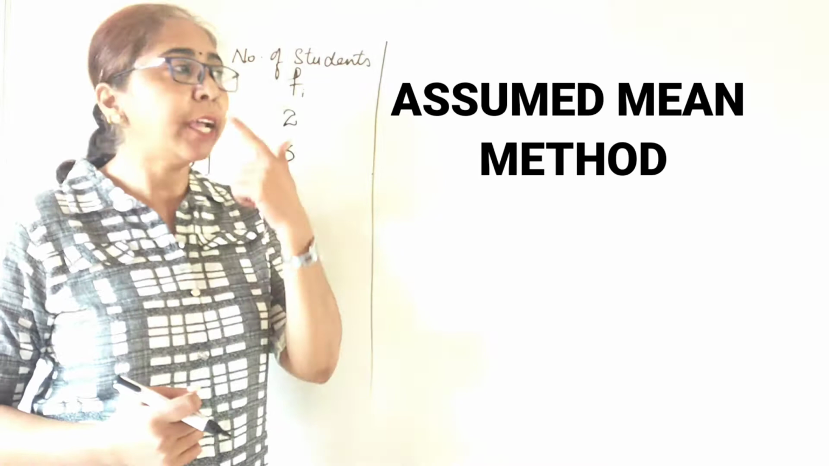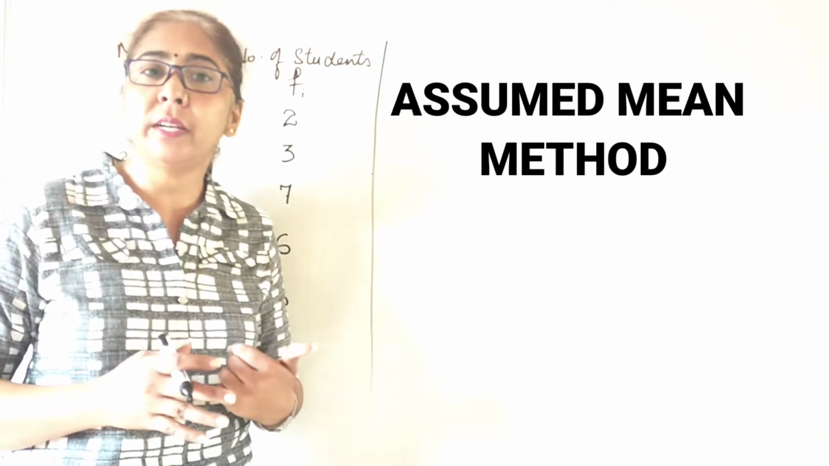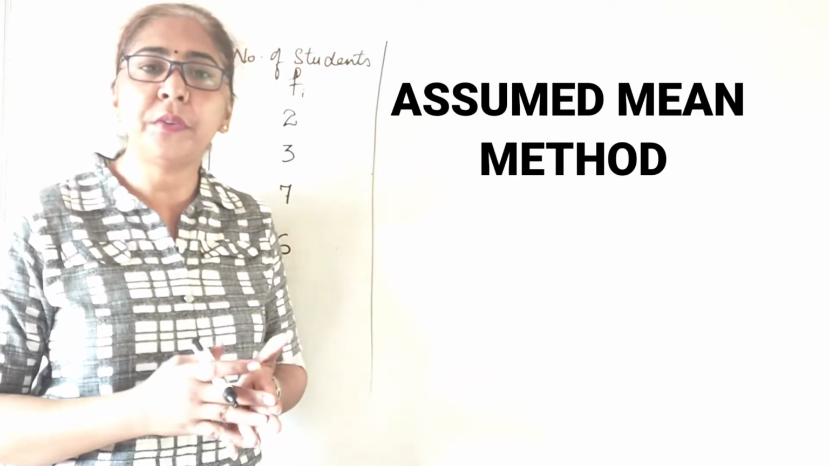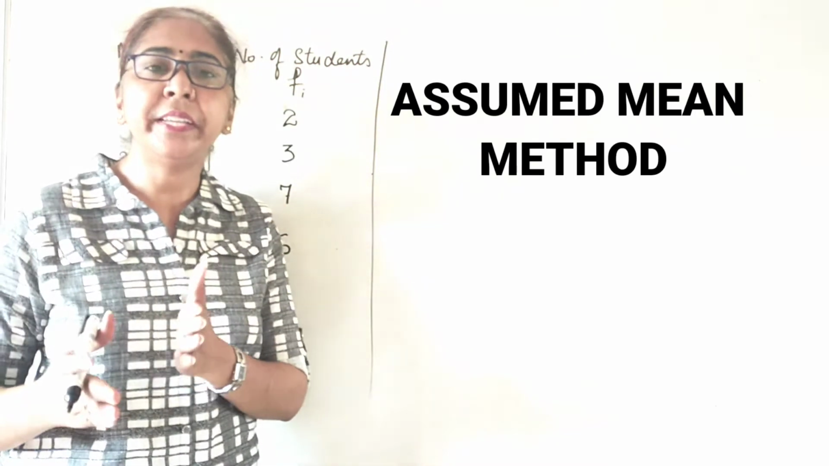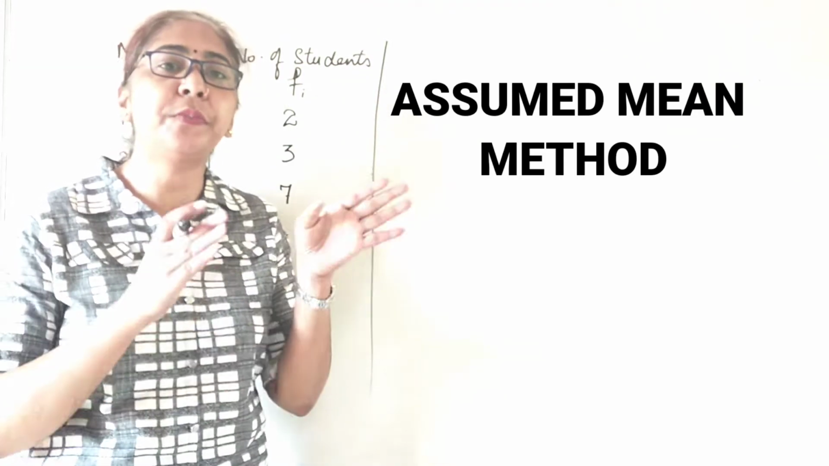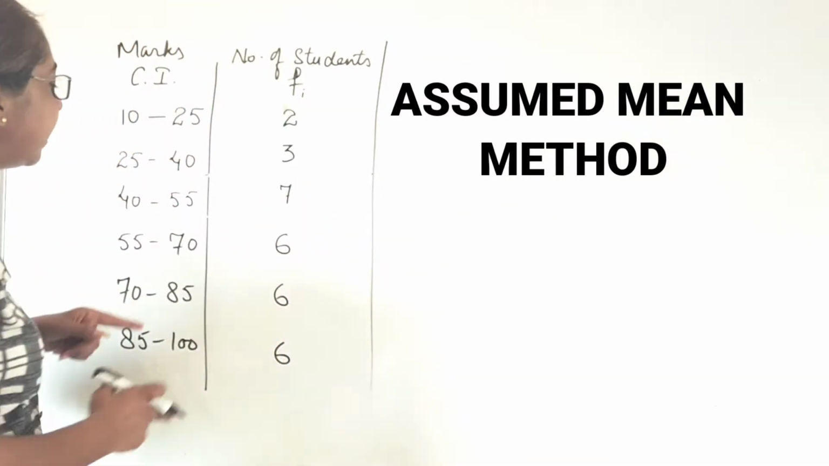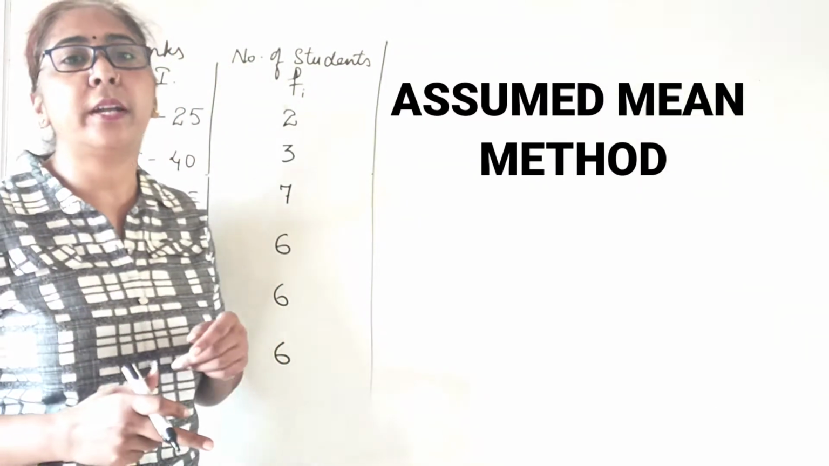Assumed mean method? Actually, mean is the average value of the whole data. In your 9th class, you have studied all the measures of central tendency, that is the mean, mode and median, but there you studied them for ungrouped data, and now we'll take it as grouped data. Okay?